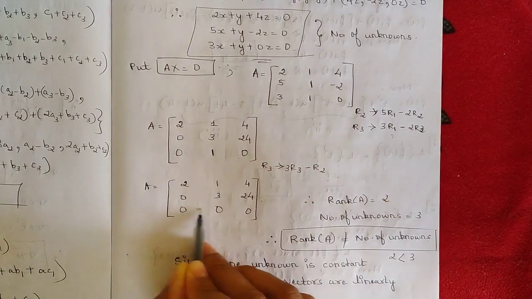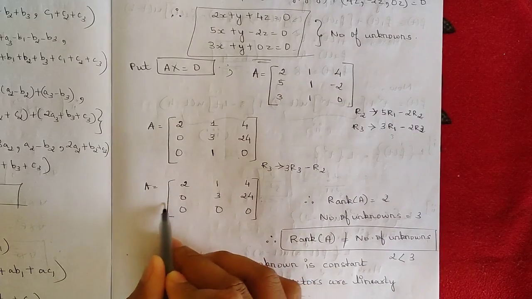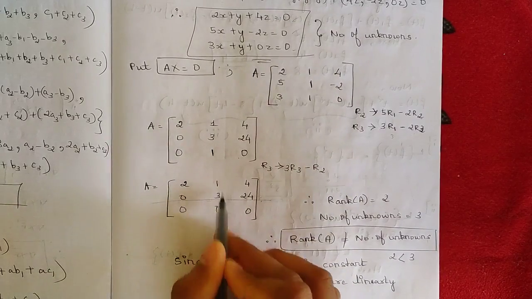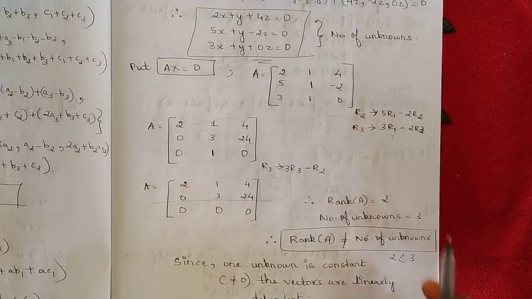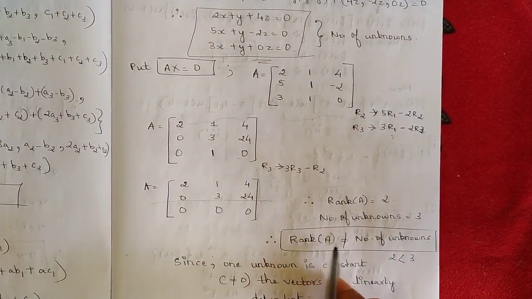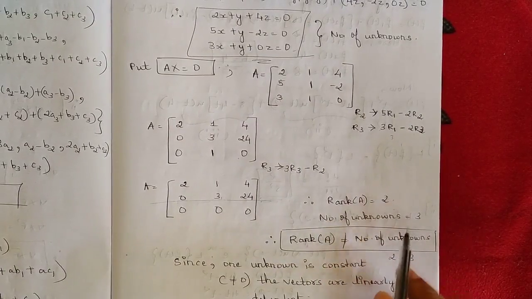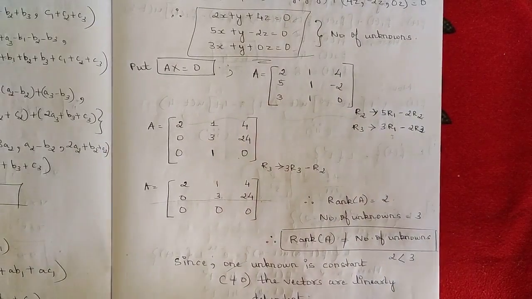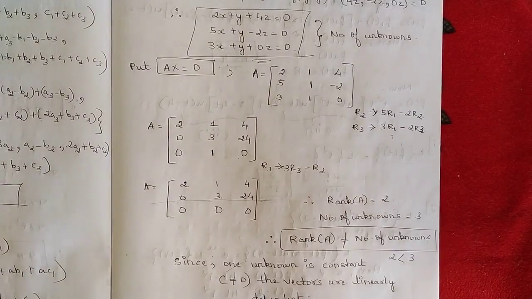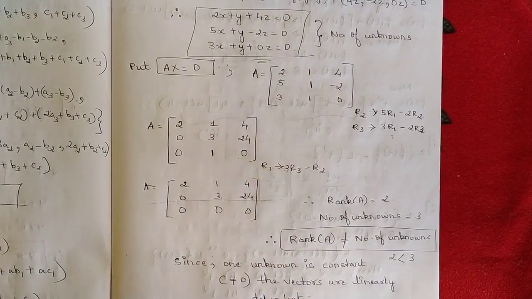Why? Because we have one row where all the elements are 0, so this is not considered, only these two rows are considered. So that's why the rank of the matrix is 2, and the number of unknowns in this case is 3. So in this condition the rank of the matrix is not equal to the number of unknowns, that is 2 is less than 3. Since 2 is less than 3, one unknown is constant. In the independence condition we have already seen that all the variables x, y, z are equal to 0, but in this case any one variable is a non-zero element.